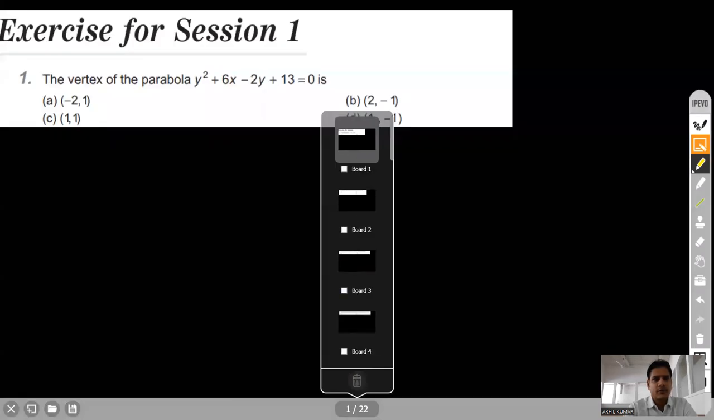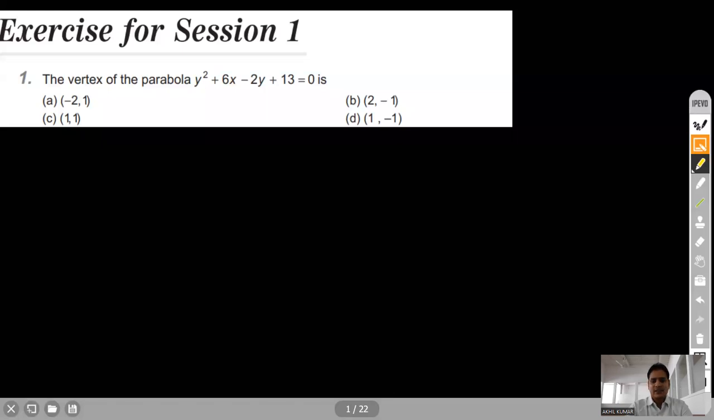So here's our first question. It is saying the vertex of the parabola. One parabola is given here and we have to identify its vertex, which means we have to find the coordinates of its vertex. The parabola given is y square plus 6x minus 2y plus 13 equal to 0. So we will try to make a perfect square in y and then compare with our standard form of the parabola.